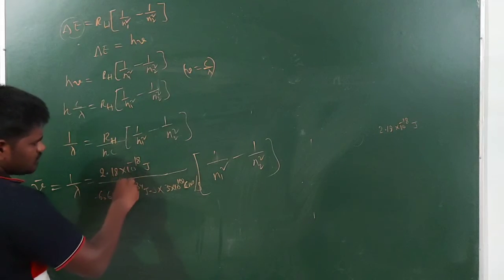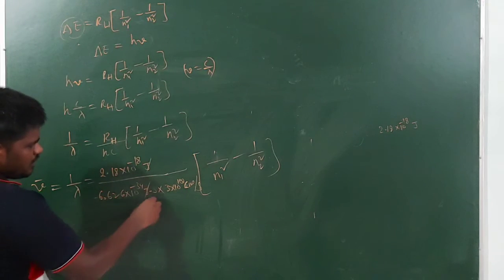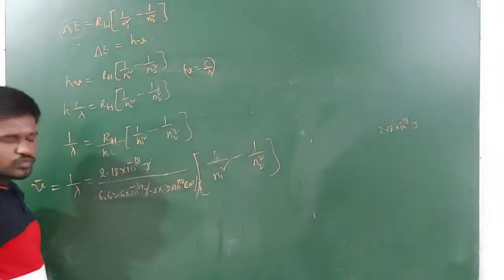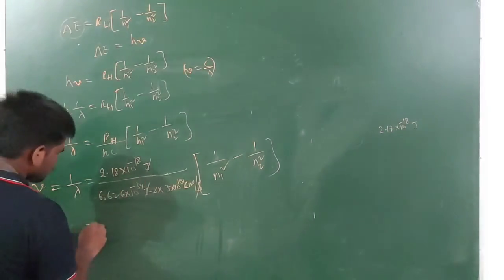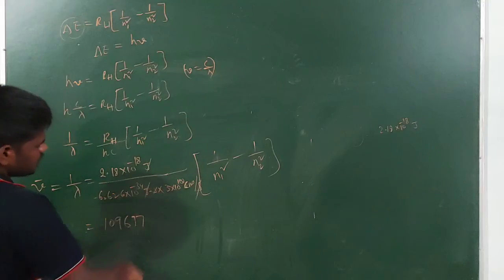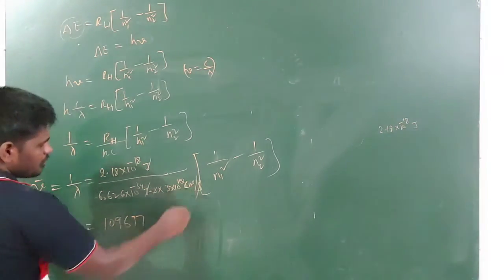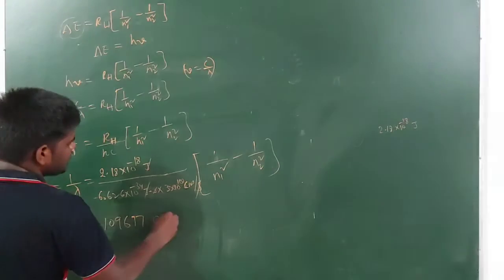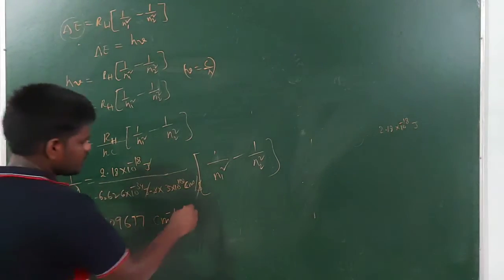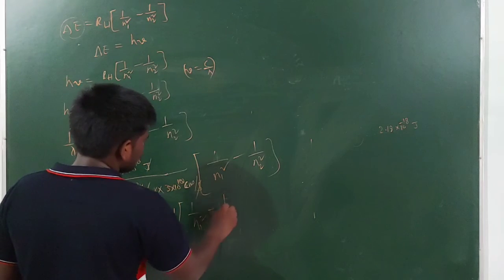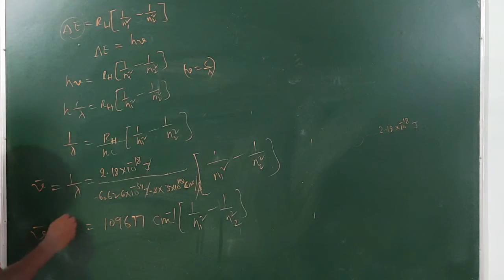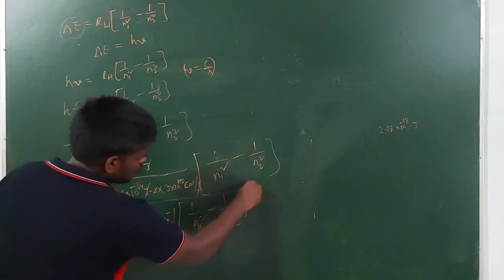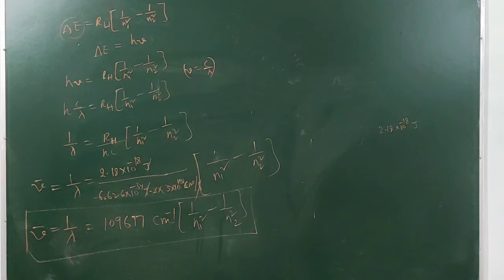Now if you simplify them, first you see the units: joule will be cancelled, and here second and per second are there, both will be cancelled. The rest of the units, centimeter in the denominator. If you simplify the numericals, you will get a value 109677 approximately. And in the denominator we have centimeter, so you can write centimeter inverse. And the rest of the things, 1 by n1 square minus 1 by n2 square. This is the Rydberg's equation. So we can deduce this from the Bohr's model. So this is about the advantages of the Bohr's atomic model.